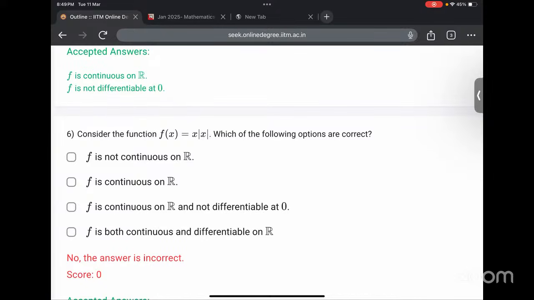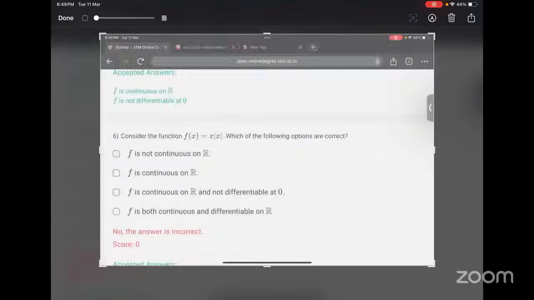Okay, the hint is multiplication of two continuous functions is continuous, right? Yeah. Ma'am, it will be wrong. Yeah, because x and mod x both are continuous functions, right? Yes. So this is wrong. And the second option will be automatically correct, right?